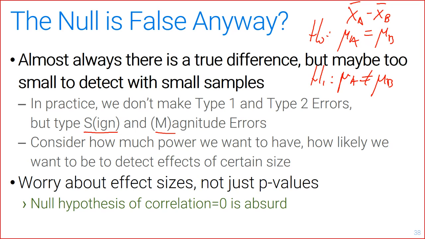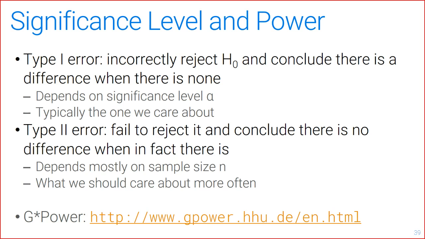And so, again, we have the type 1 error, probability of incorrectly rejecting the null hypothesis, and concluding there is something when there is nothing. It depends on the significance level, and this is typically the one we care about. This is the one we always control because we set it to something like 5%. It's fixed. But we have this type 2 error. What is the probability of failing to reject and concluding there is no difference when in fact there is? This one depends on the sample size, mostly, and is one that basically no one cares about and is not controlled for.